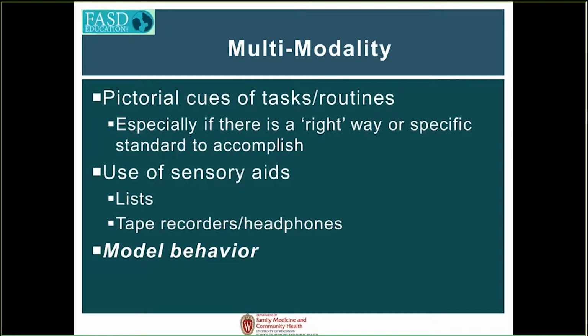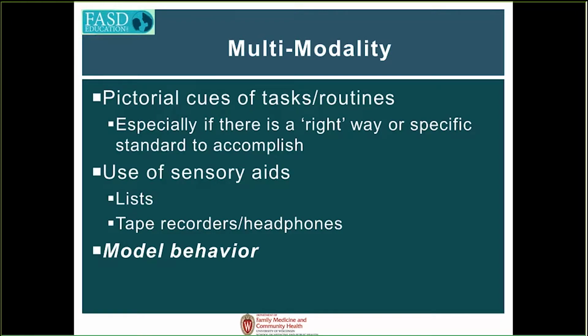Multimodality, instructions, education, looking at picture cues of tasks and routines, especially if there's an absolute right way or a specific standard that you need them to accomplish. So if it's in the rule book that they make the bed this way, we want to really make sure we have instructions. Let's take a picture of it and post it next to the bed. We could put directions on the cell phone. And we could maybe have pictures that include, this is not the best way to make it, this is what we're looking for.